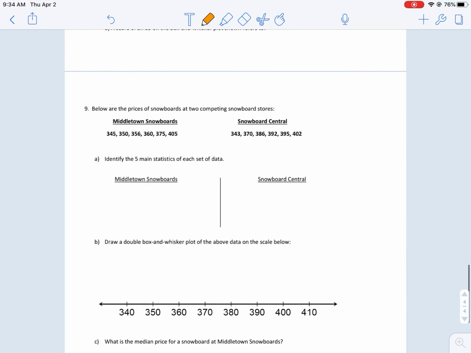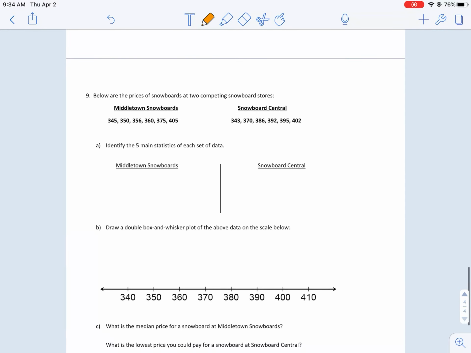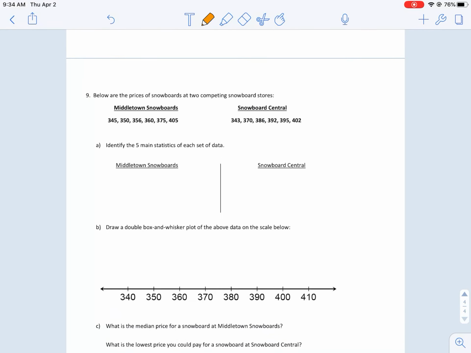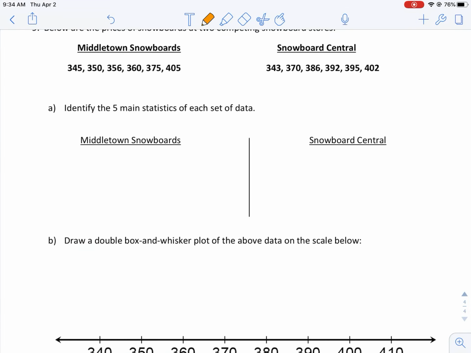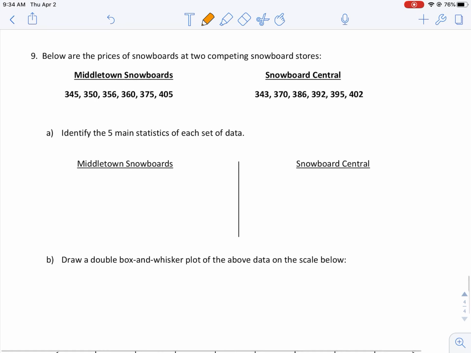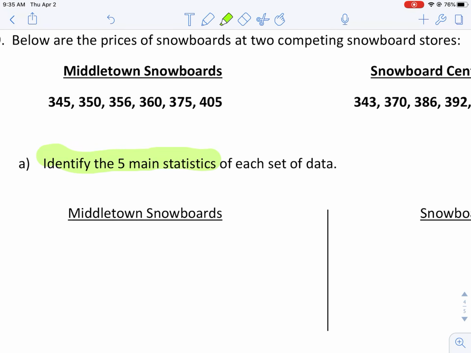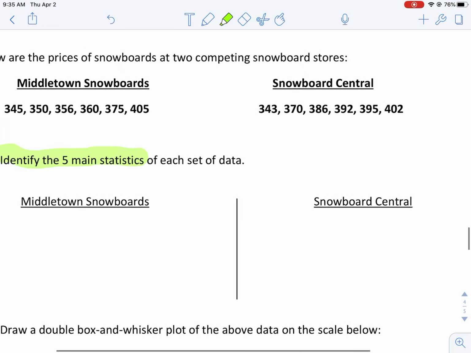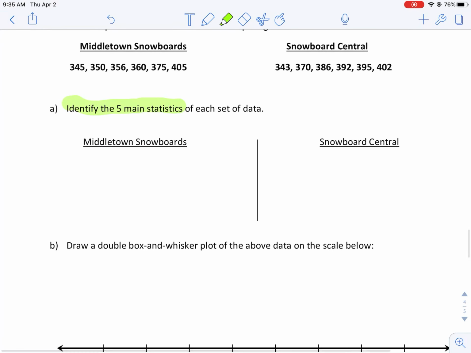So let's see. All right, double box and whisker. This is one of the last things I'm going to show you today. This is not that big of a deal. Here's how we're going to do this. First of all, identify the 5 main statistics of each one. If you noticed, they're in order. So that's the first thing to check. Remember, are they in order? Yes, they're in order. Good. So that's Middletown Snowboards.